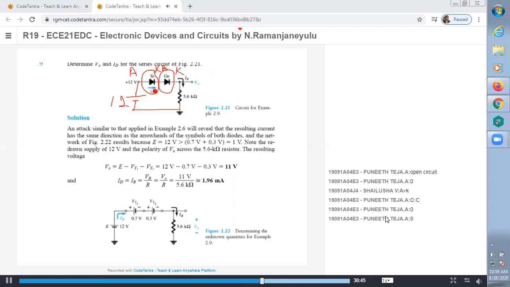How much opposition for silicon? 0.7. For germanium, 0.3. Total how much opposition here? 1 volt opposition. Remember here. For the silicon diode, the cut-in voltage is equal to 0.7, whereas for the germanium diode the cut-in voltage is equal to 0.3. Total 1 volt. And the input is 12 volts. So 12 volts is greater than 1 volt.